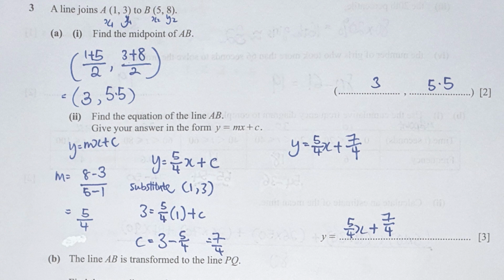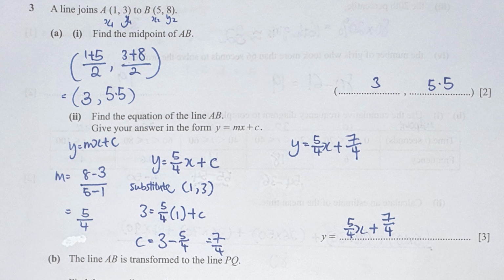So you take both of their x's, add them together, divide by 2, and both of their y's, add them together and divide by 2. Then you get 3, 5.5 respectively. For question 2, find the equation of the line AB. So use the coordinates given to run the gradient calculation. Your gradient should turn out to be 5/4.